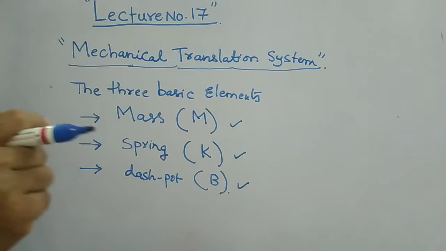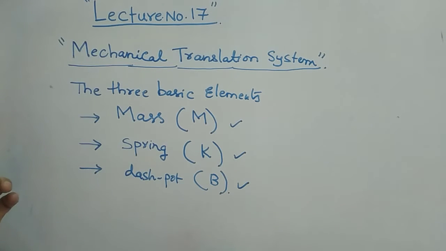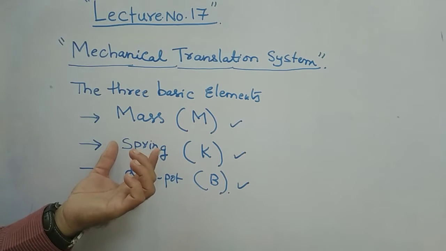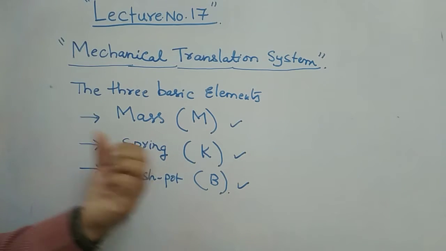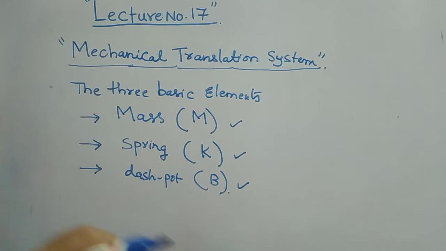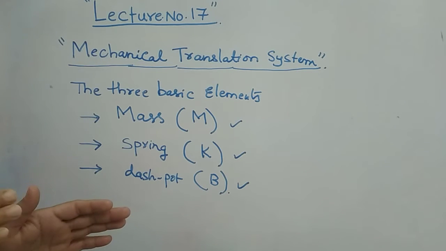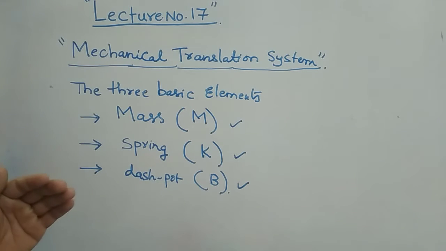So that is determined, that can be defined in the form of the spring constant. This describes the elasticity parameter. And the dash part describes the friction, the viscous friction coefficient. This B is called the viscous friction coefficient. The friction will be there.